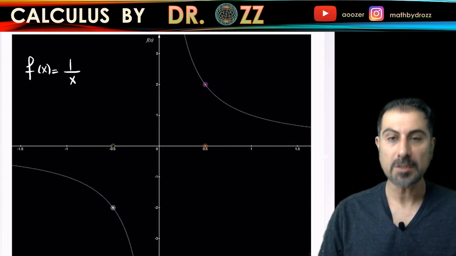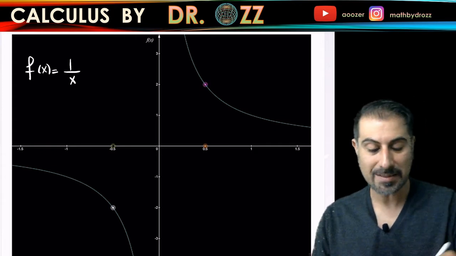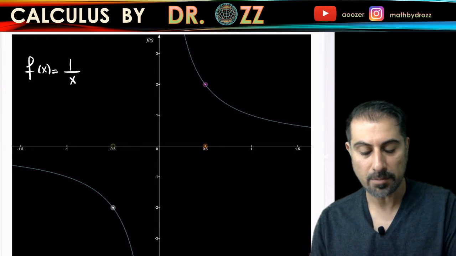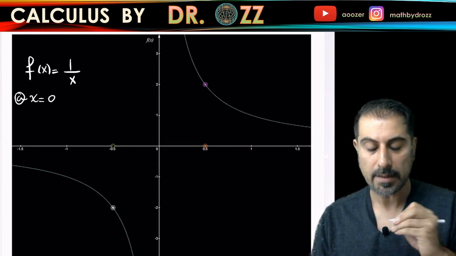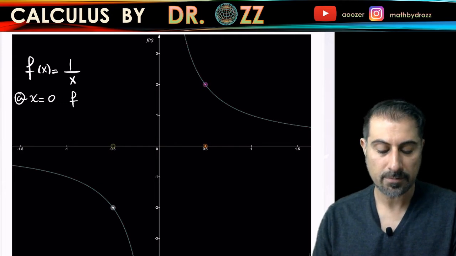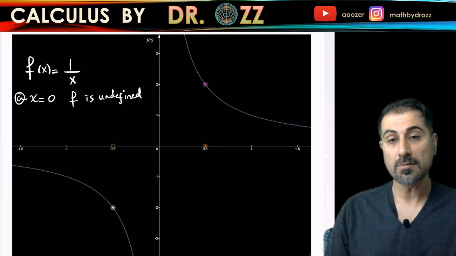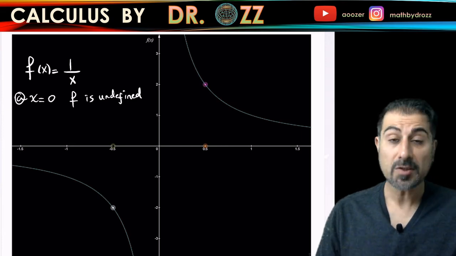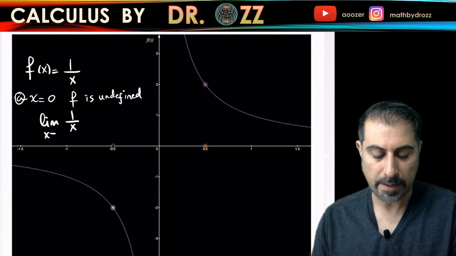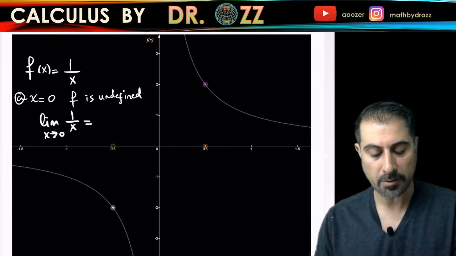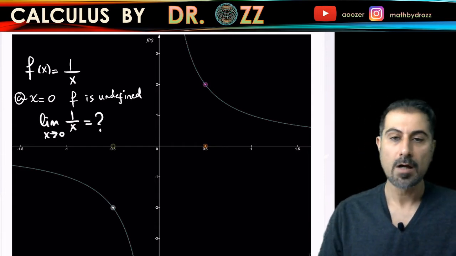So we have f of x equals 1 over x. We can easily see that x equals 0 makes this function undefined, right? At x equals 0, f is undefined because we're dividing by 0. But we can still look at the limit of the function as x approaches 0. So now the question is, what is this limit? All right, let me just show you what that is graphically.